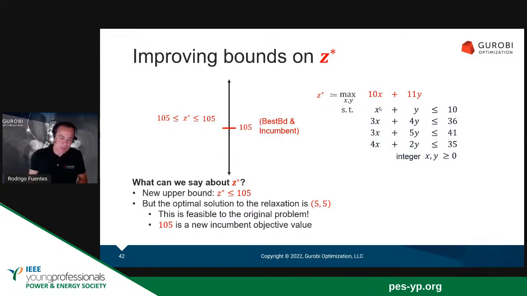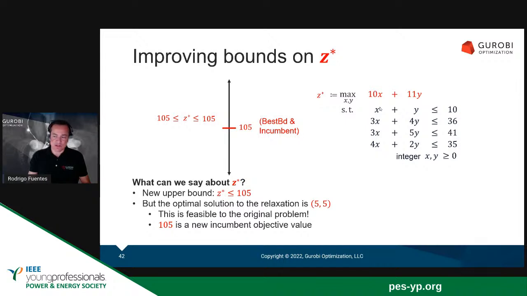I'm going to repeat one part that is key. We found a solution to an integer problem solving an LP relaxation. And that seems counterintuitive. So I'm going to spend a moment talking about that again.